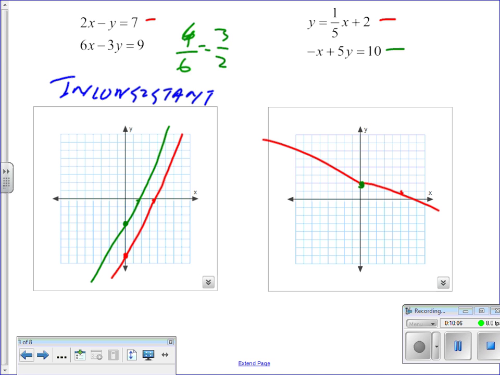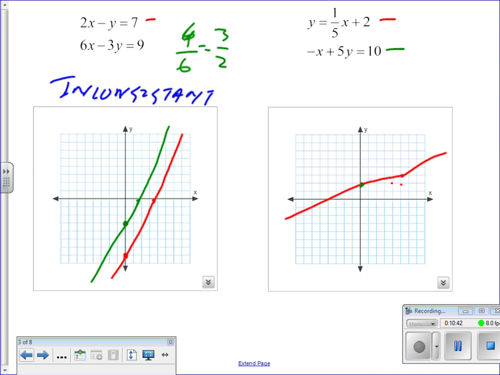Ooh, same one. My x-intercept is -10. Is that right? I messed up somewhere. Where did I mess up? You're right, I did a negative slope. I screwed that one up. My bad. Not on my game this morning. 2, 3, 4, 5, 1. There you go.